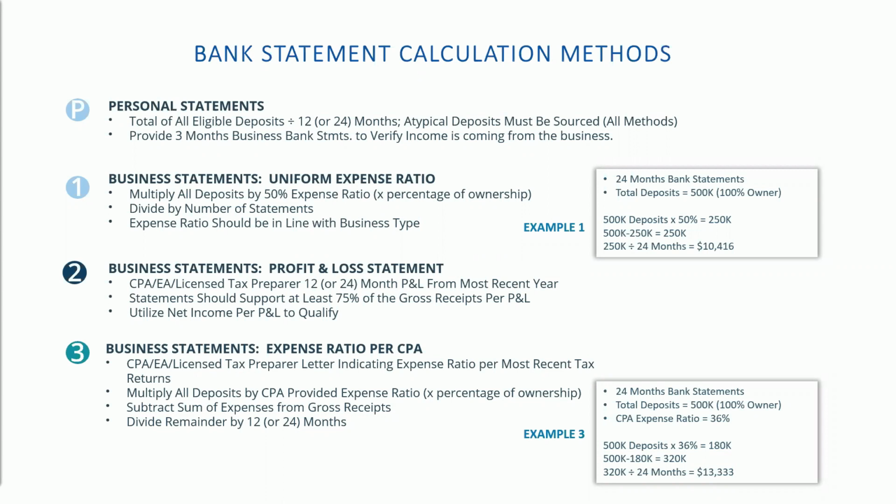Method number 3 is exactly the same as method number 1, but instead of using either a flat 50% for bank statements or 25% on the 1099, we're going to use whatever the CPA tells us. So on the right-hand side, you can see, using the same numbers as method 1, the little examples on the right. Method 1 is using a 50% for bank statements. It got us $10,400 in income, and getting a CPA letter to show us 36% effectively added almost $3,000 to our qualifying income. So just keep that in mind.